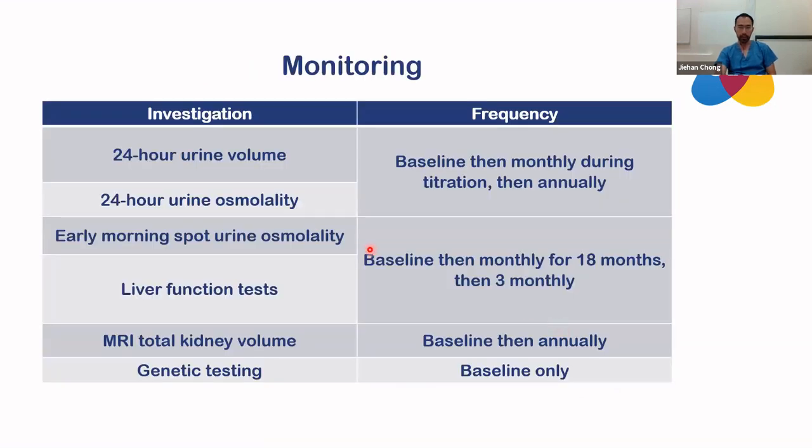Patients in our clinic have their 24-hour urine monitored on a monthly basis during the titration period. We also do spot urine osmolality and liver function tests every month for the first 18 months. In addition to these, we also do MRI, TKV, and genetic testing as standard because we wanted to try and understand whether these modalities had anything to add in a cohort that's already selected for rapid eGFR decline.